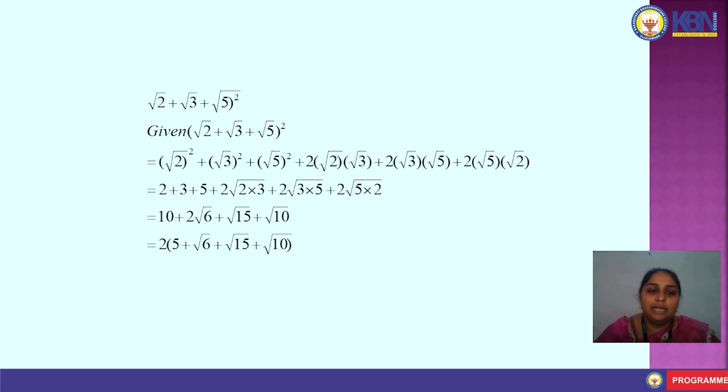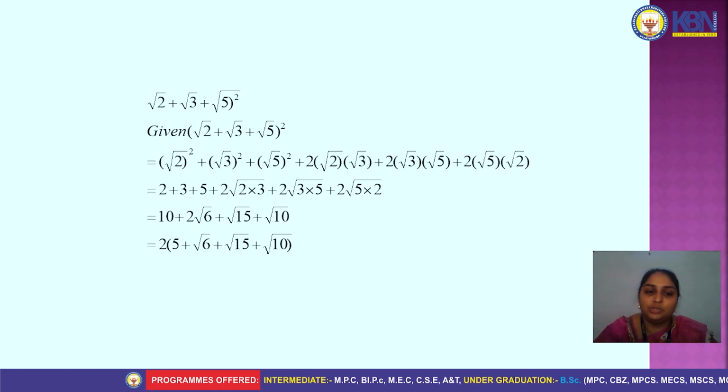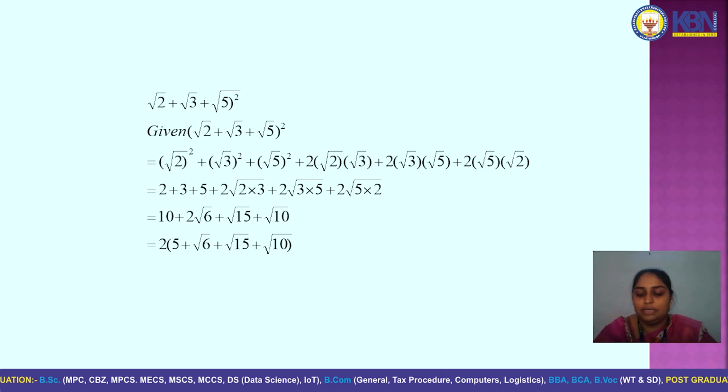After solving we get 2 plus 3 plus 5, which is 10, so the result is 10 plus 2 into root 6 plus 2 into root 15 plus 2 into root 10. Removing the common term 2, we get the answer 2 into (5 plus root 6 plus root 15 plus root 10). Therefore, the result of (square root of 2 plus square root of 3 plus square root of 5) whole square is 2 into (5 plus square root of 6 plus square root of 15 plus square root of 10).